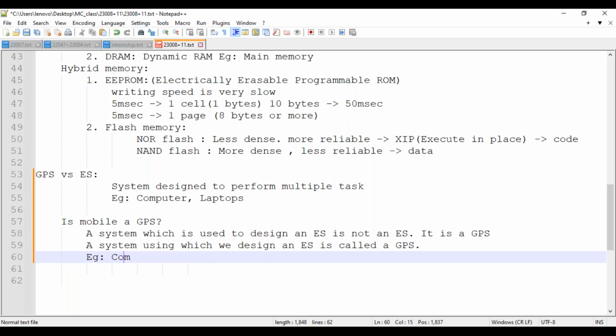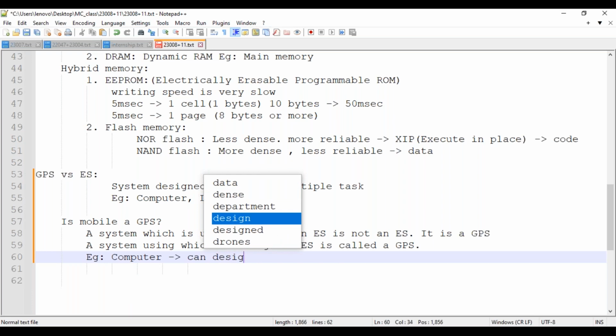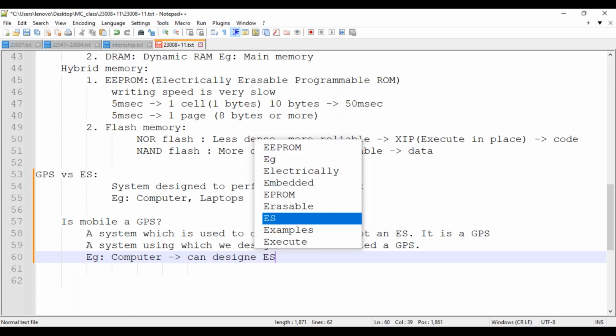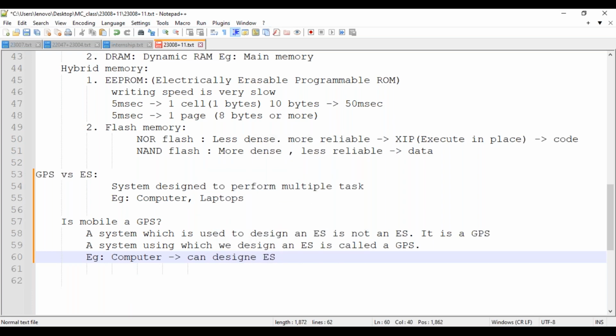Now tell me, using a computer, can I have an embedded system designed? Yes. So we can design an embedded system. Now if I design an embedded system using a computer, do we call the computer an embedded system? No, it's a general purpose system.